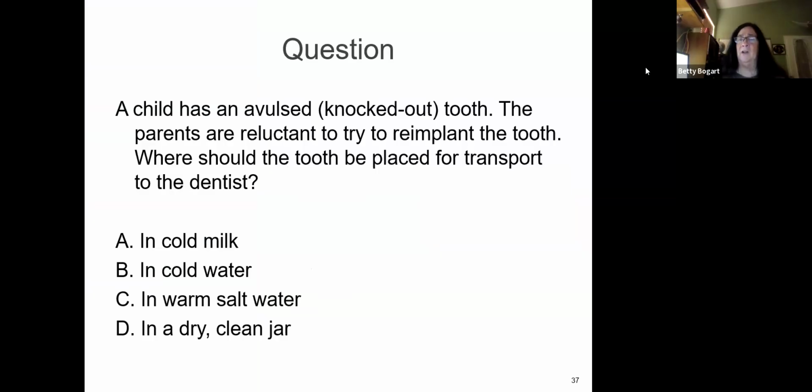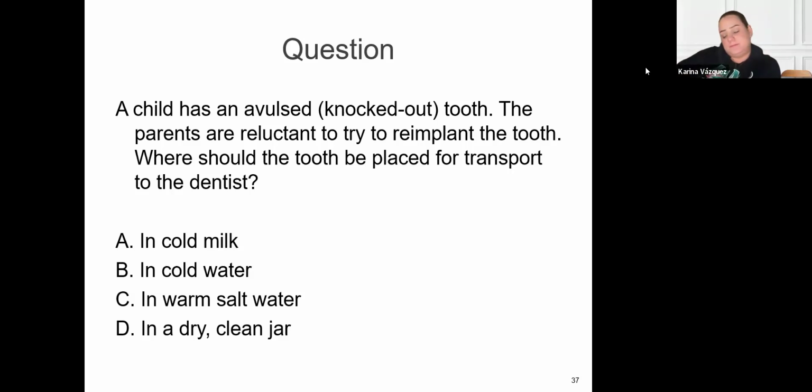So a child has an avulsed, knocked out tooth. The parents are reluctant to try to reimplant the tooth. Where should the tooth be placed for transport? So where do you put a tooth that gets knocked out? We put it in cold milk.